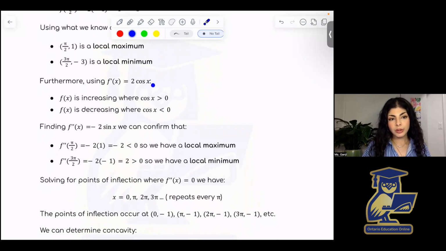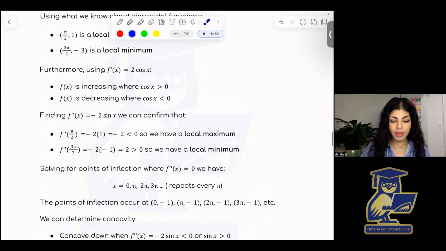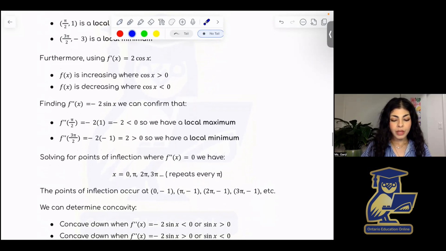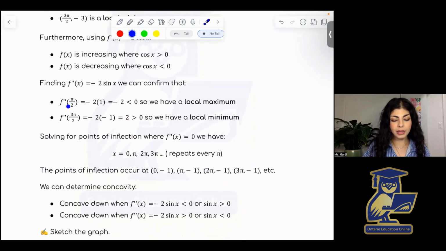So based on the derivative, we know that f of x is increasing where cosine of x is greater than 0, and it's decreasing when cosine of x is less than 0. So that means that we can conclude from here that this is a local maximum and minimum. And also, using now the second derivative, which is -2 sine of x, we find that the second derivative at pi over 2 is less than 0. So we have a concave down and a local maximum. F double prime of 3 pi over 2, the second derivative here, is greater than 0. So it is positive, it's concave up, and we have a local minimum.